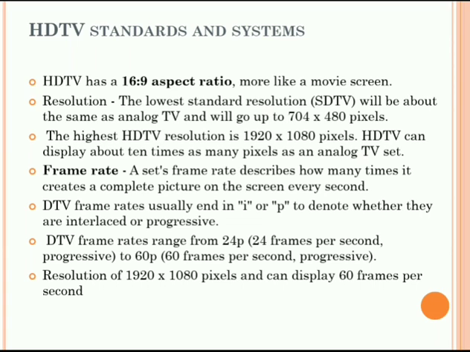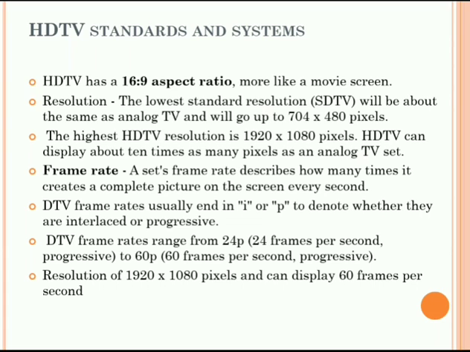HDTV can display about 10 times as many pixels as analog TV sets, which means it has very high resolution. That's what the name high definition television indicates: very high resolution, a very clear picture, and good audio quality also. Now the frame rate related to HDTV. A set's frame rate describes how many times it can create a complete picture on the screen every second. That is nothing but the frame rate.